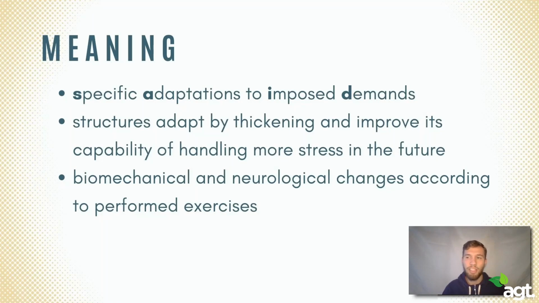Besides the adaptation of those body structures, your nervous system is also going to adapt. So you're going to get biomechanical and neurological changes according to the performed exercises. So your brain will learn how to perfectly move those limbs at the right time to improve the technique for the skill, for the movement, and also optimize the muscle fiber activation and recruitment.